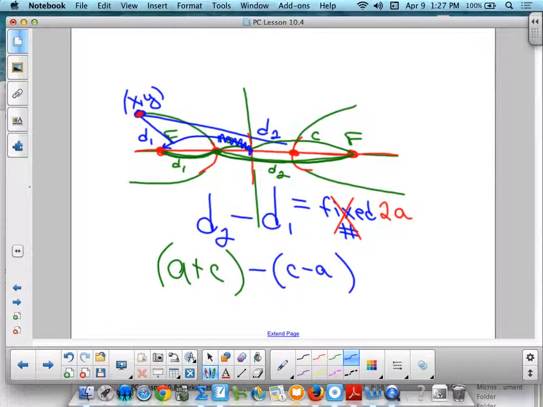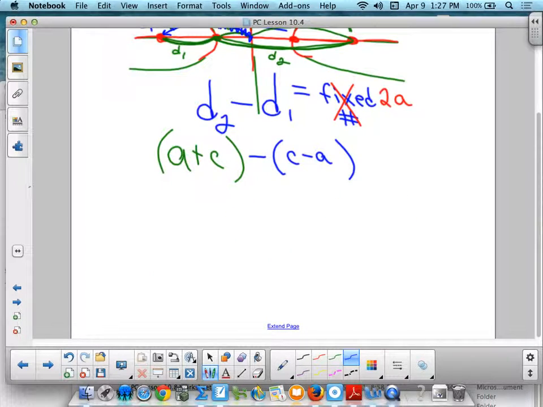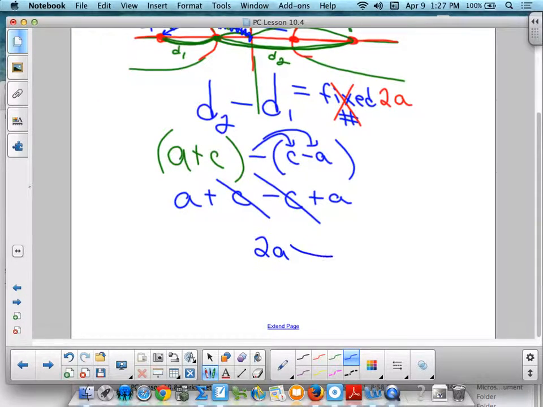Now if I did the mathematics behind this, what's a plus c minus a? Well, this distributes and makes what? Minus c plus a, and then you've got an a plus c here. What happens? Boom, boom. The answer is what? 2a. So Corey, I think you said it was 2a, didn't you?